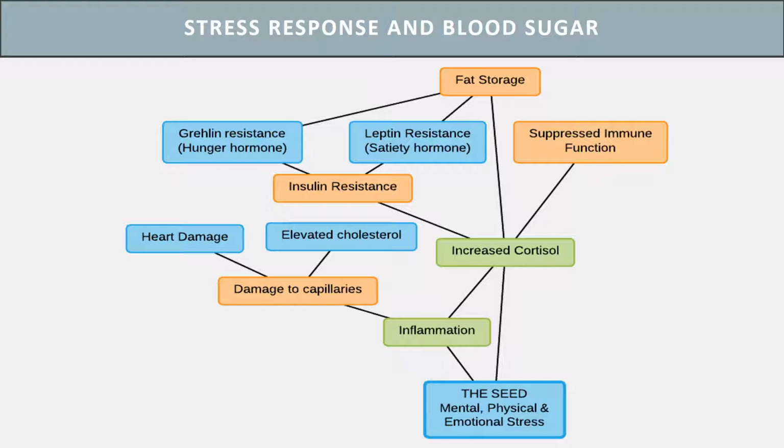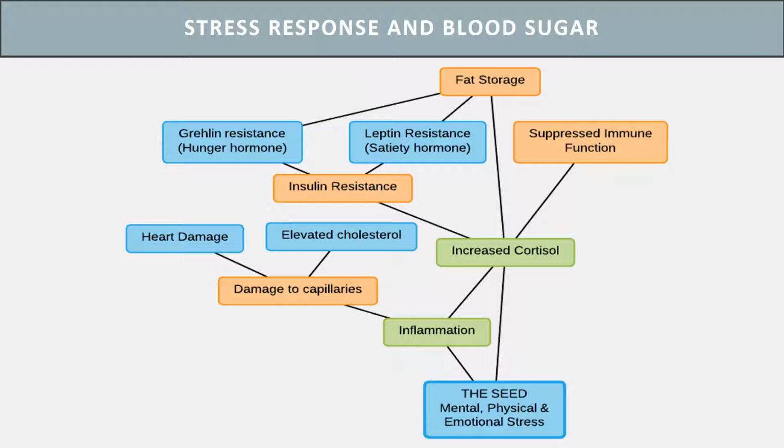So why do blood sugar problems cause so much stress and damage to the microcirculation? Here's a visual picture of how that happens and why the stress response is responsible for so much damage to the microcirculation because of blood sugar problems. When you have a stressor, this is the seed of mental, physical, or emotional problems. And what happens is that stress response then creates inflammation and increased cortisol in your body.